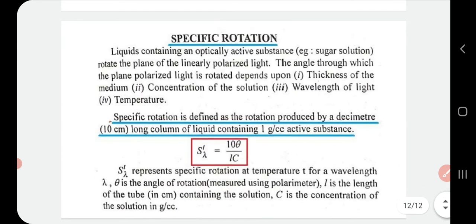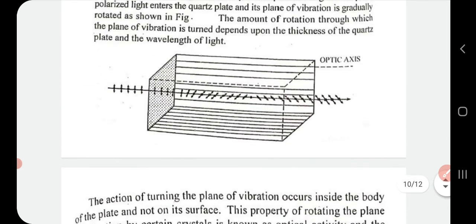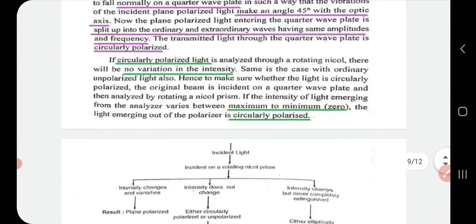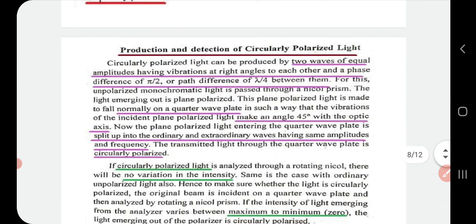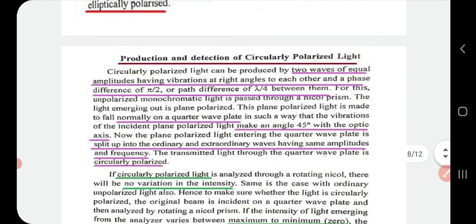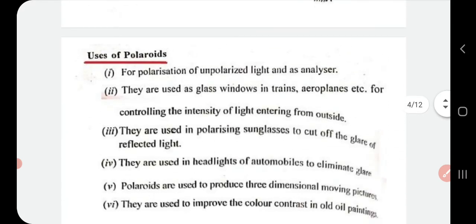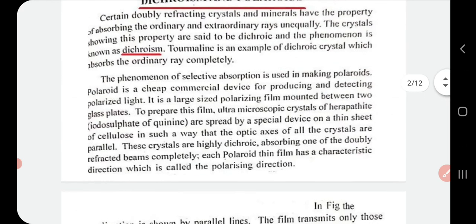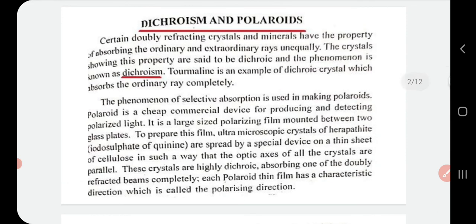So here the probable question is, what is specific rotation? What are the factors on which specific rotation depends? And give its expression and explain its terms. Also, what is meant by optical activity? What are called dextrorotatory and levorotatory? This I already said. This is a very important essay: discuss the production and detection of elliptically polarized, circularly polarized and plane polarized light. And you can get another question: what is polarized light, what are its uses, how is it made? So with this we have come to the end of this chapter.